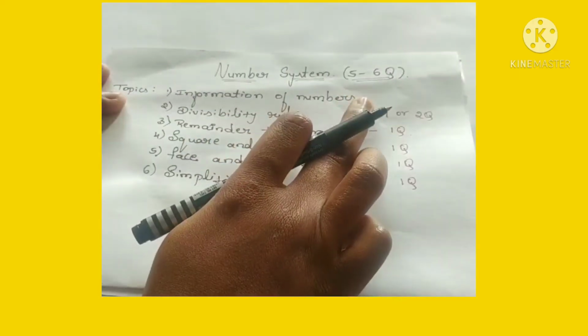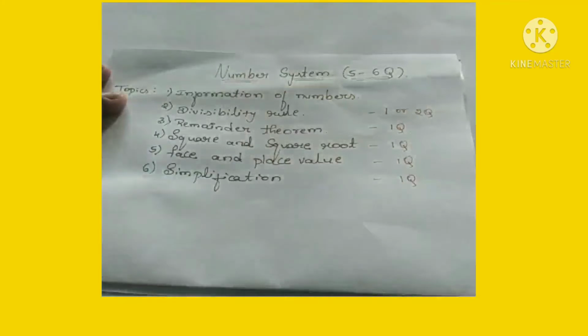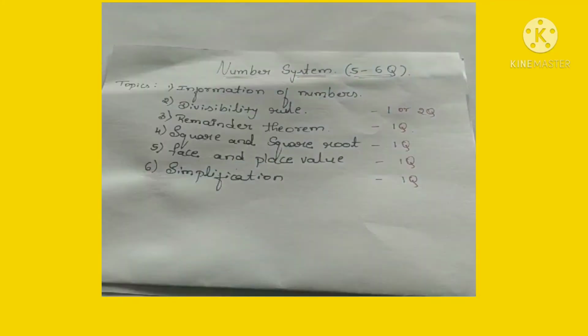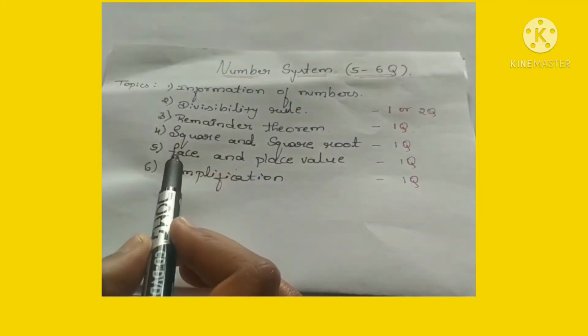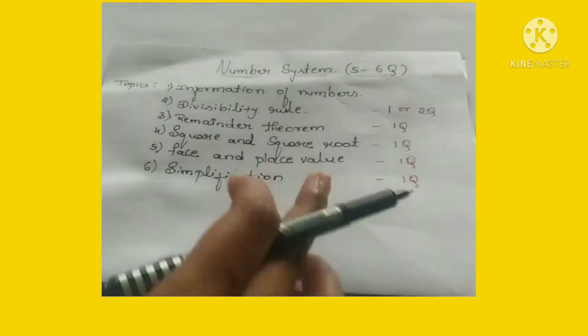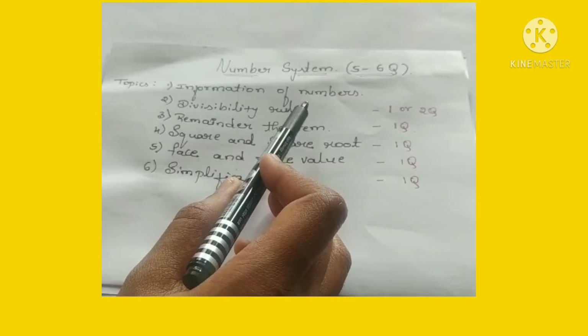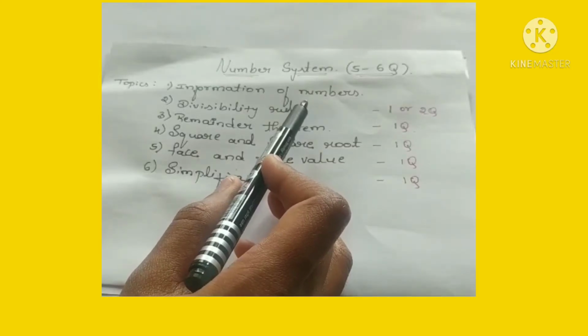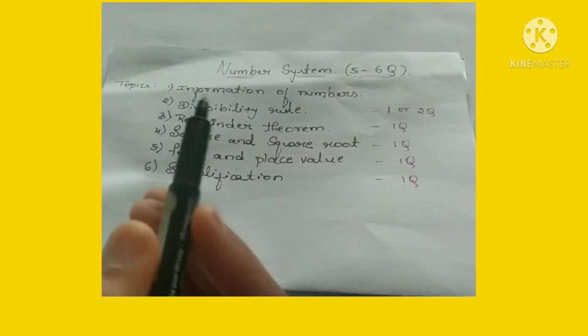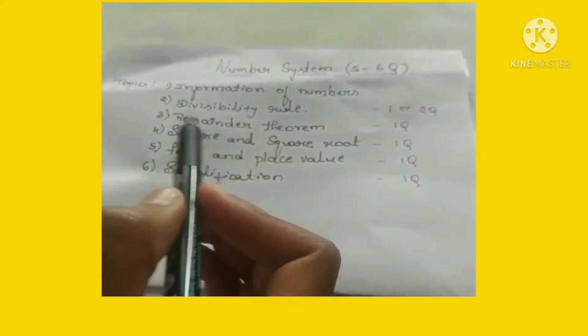The total weightage of this chapter is 5 to 6 marks. It means they will ask 5 to 6 questions. Among this, topic wise weightage is shown here. From the information of a number, they did not ask any question. They did not raise any question from this topic, but this is the base for all these topics.